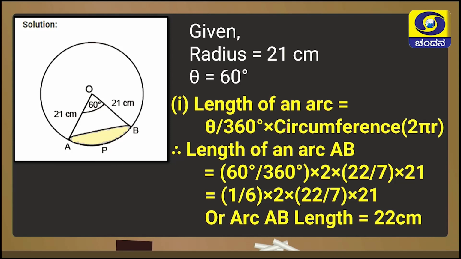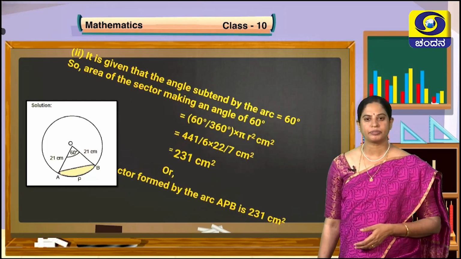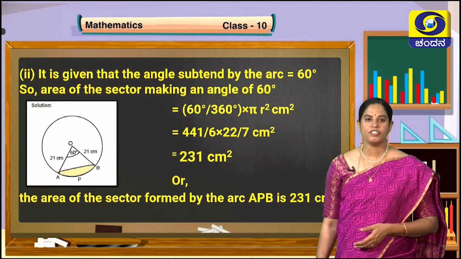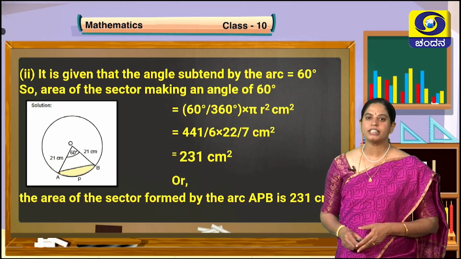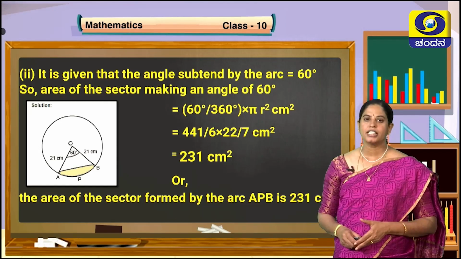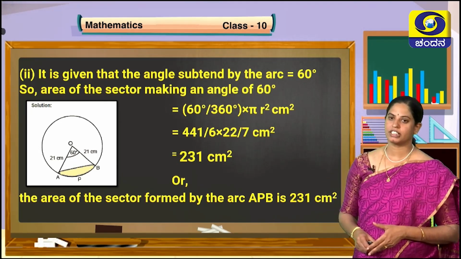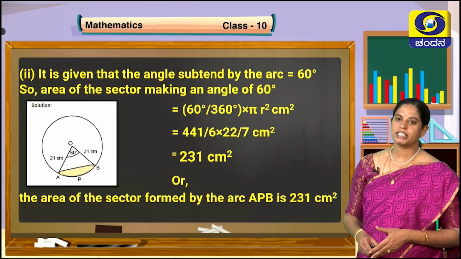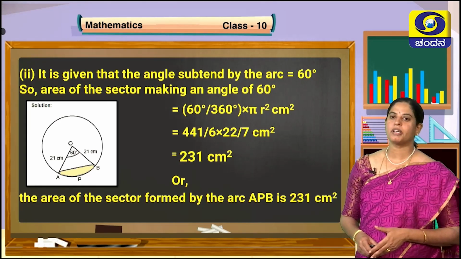I think you know how to solve this one because this type of problem we have already discussed in the previous session as well as in the quiz questions. Let us move on to the next part of this problem, that is finding the area of the sector. It is given that the angle subtended by the arc is 60 degree, that is theta is 60 degree. Area of the sector making an angle of 60 degree is theta divided by 360 degree into area of circle, that is pi r square.